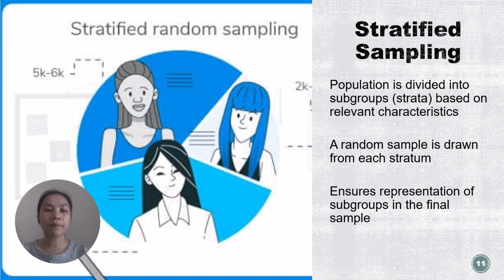So just a recap, we discussed 4 types of random sampling techniques, such as simple random sampling, cluster sampling, systematic sampling, and stratified sampling. Now let's move on to non-probability sampling.